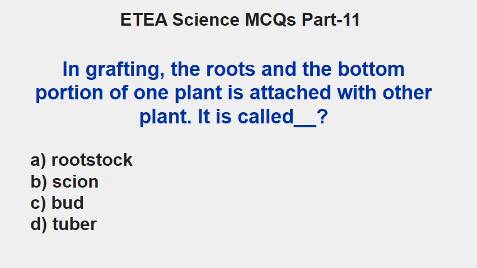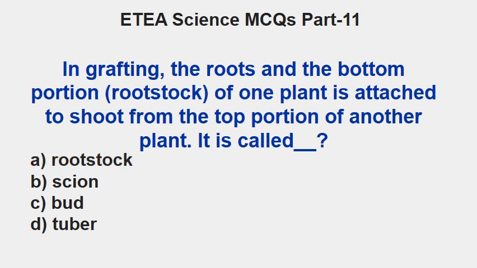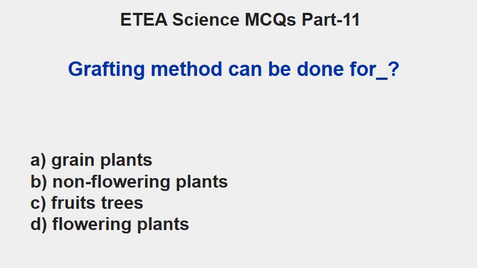In grafting, the roots and the bottom portion of one plant is attached with other plant. It is called. In grafting, the roots and the bottom portion of one plant is attached to shoot from the top portion of another plant. It is called. Grafting method can be done for.